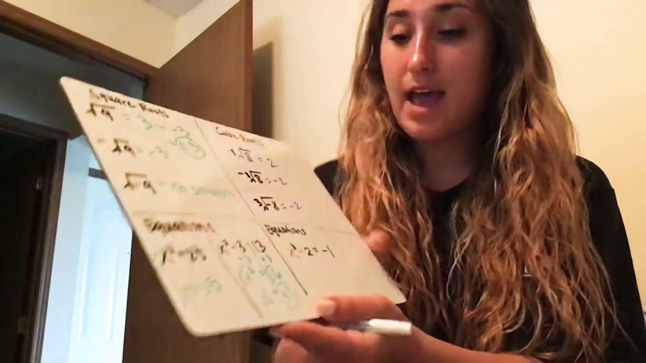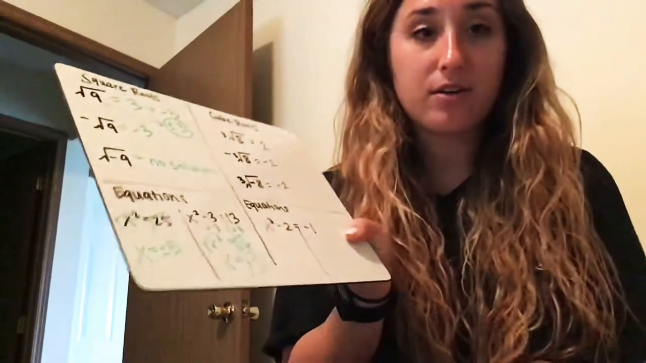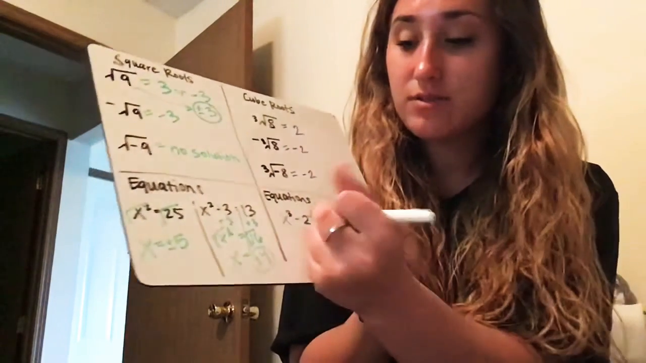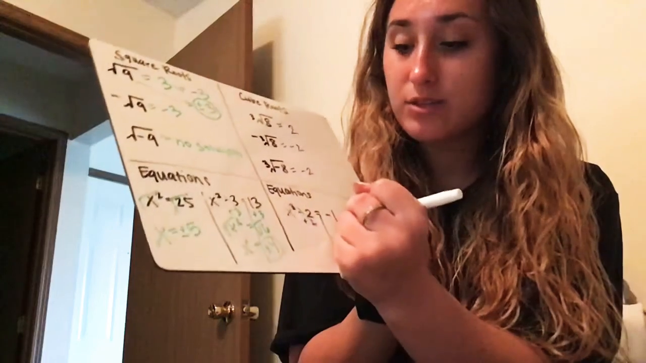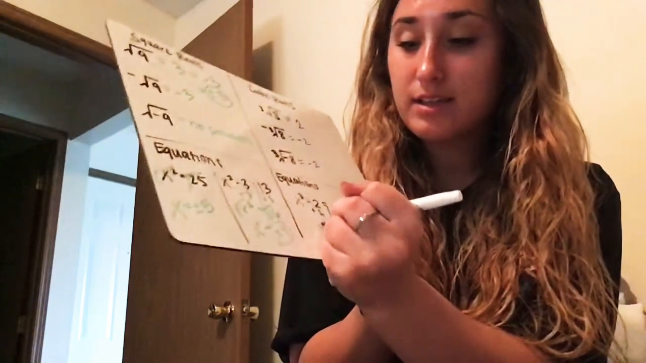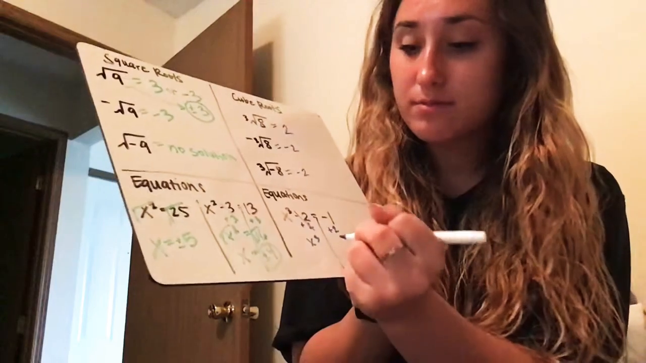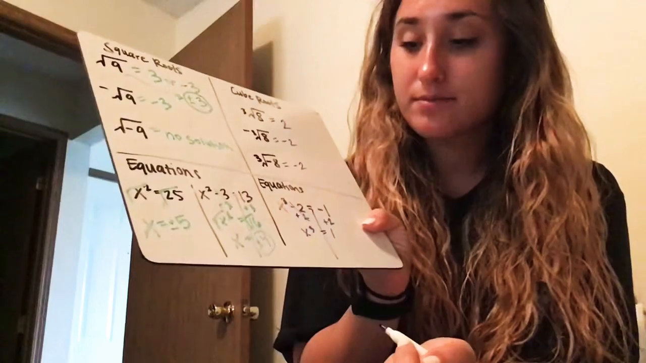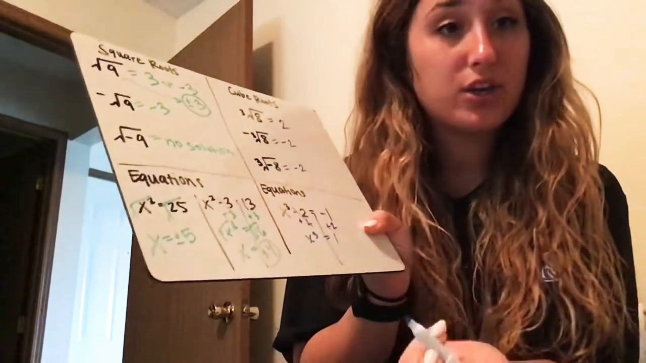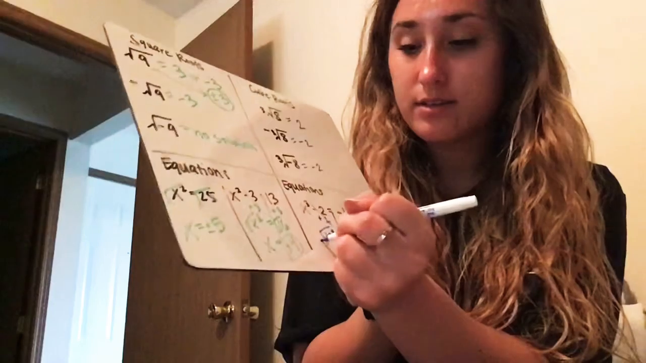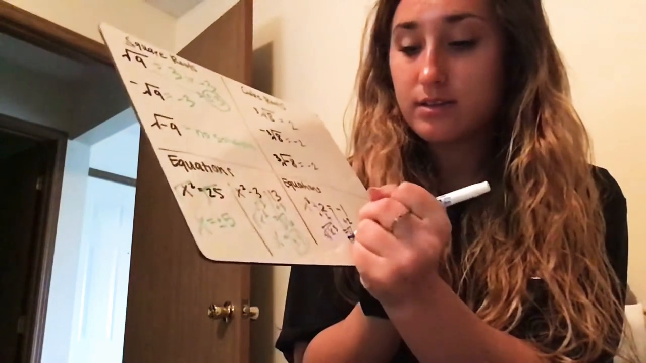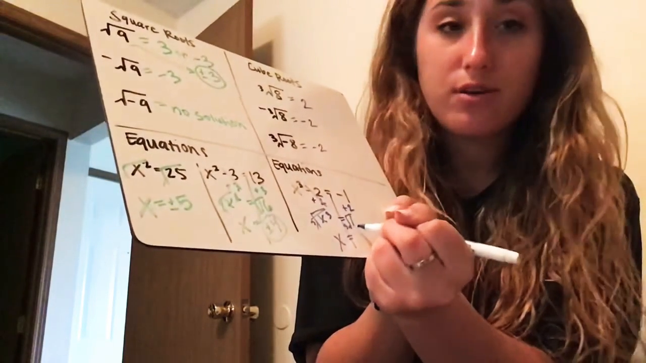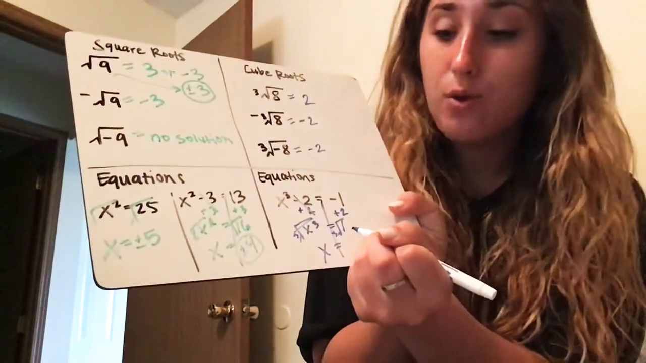And again, to solve these equations, same thing. Our goal is to get x by itself. Right now we have x cubed minus 2. So we'll start by undoing that minus 2 by adding 2 to both sides. That leaves us with just x cubed equal to negative 1 plus 2, which is 1. And then to get x by itself, we need to cube root both sides. So that leaves us with just x equal to the cube root of 1, which is 1.